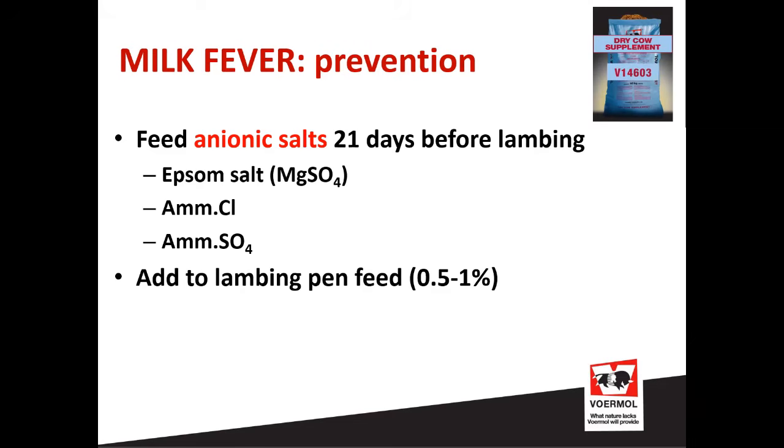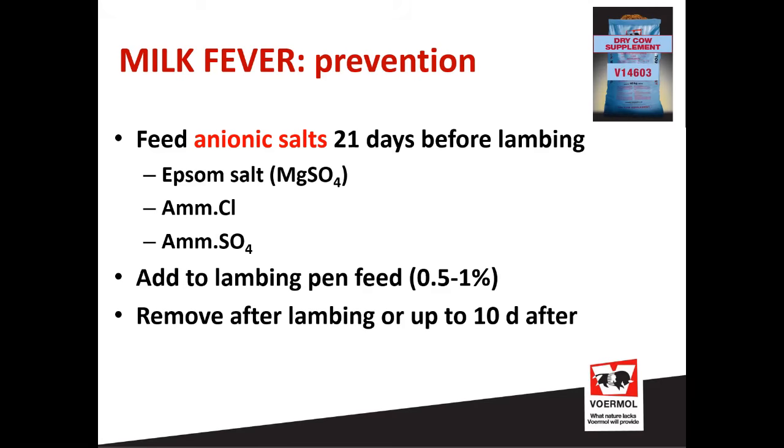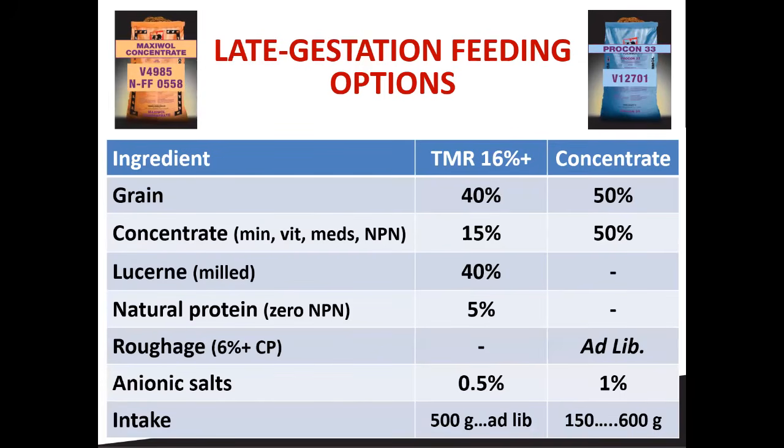And it's usually the feed that's fed, let's say, 5 days before lambing up until 5 days after lambing. So it's usually a window of 10 days when we're feeding a lambing pen feed. And we include anionic salts at about 0.5 to 1% inclusion rate. And then the idea is to remove the anionic salts about 10 days after, because there's no benefit of using it after that. Just to look at some of the late gestation feeding options.